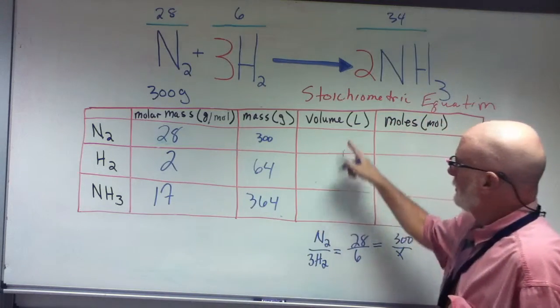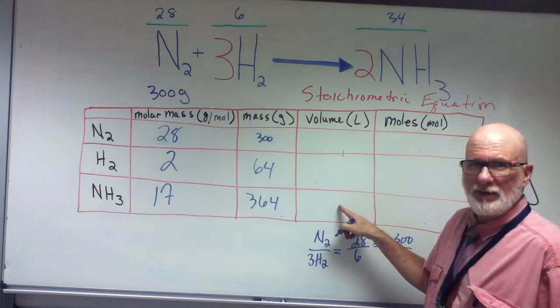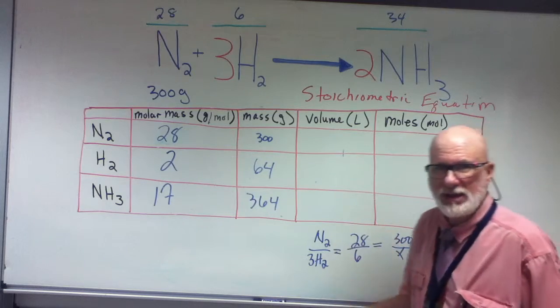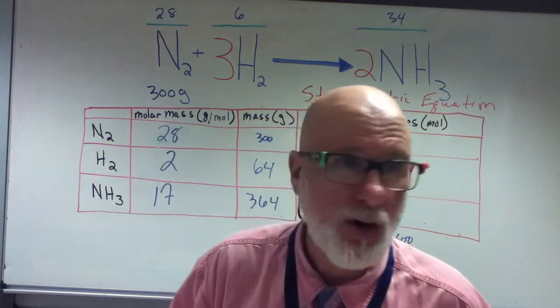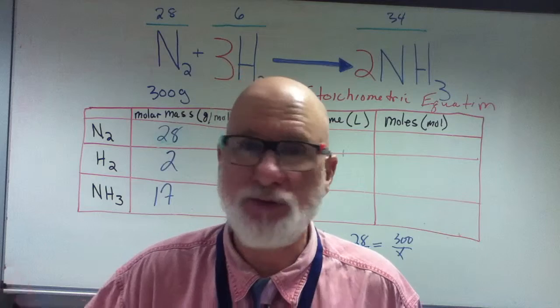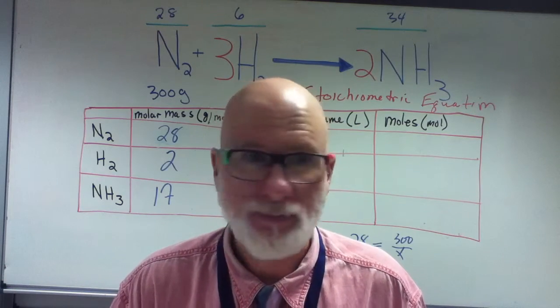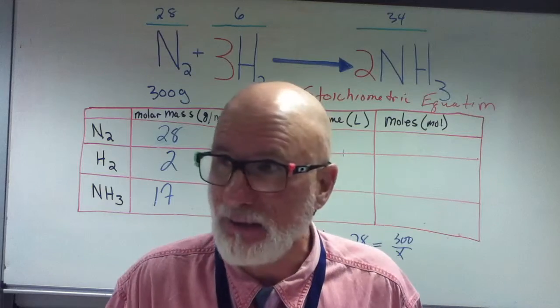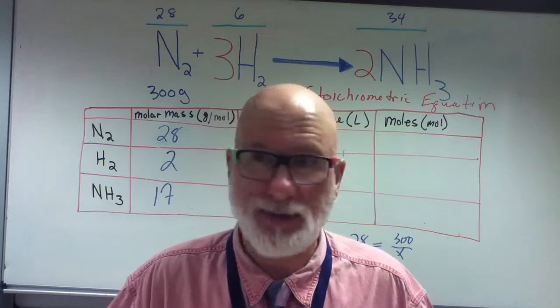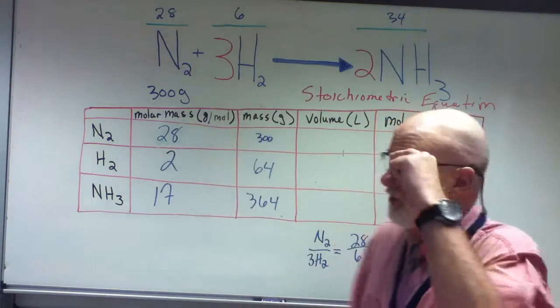Now, can't do volume yet, can we? What do we need to do? Because you always have to go through what? Moles, right? You can't convert from mass to volume. You always have to go through moles first, right? You can go from moles to anything you like. But if you're given a mass, you can't do a volume unless you go through moles, yeah? So you got to do moles first.